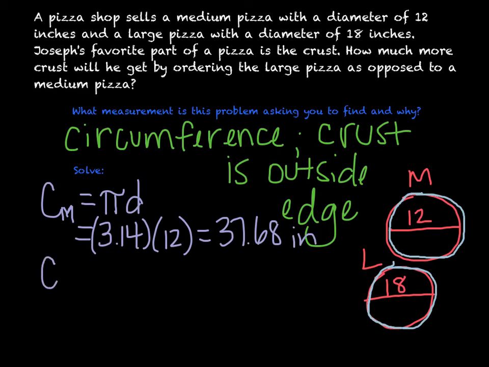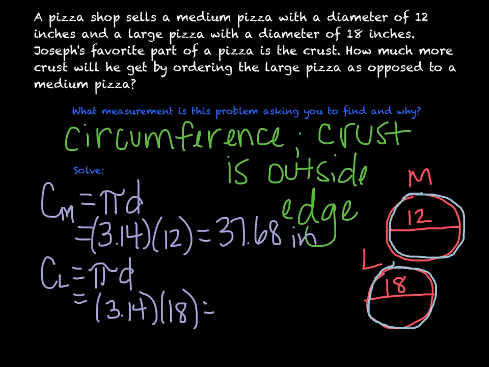So now we have to do the circumference of the large, which is going to be pi times diameter. So that's going to be 3.14 times the large pizza's diameter of 18. So then when we multiply that out, we get 56.52 inches.